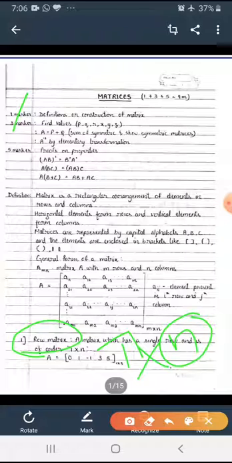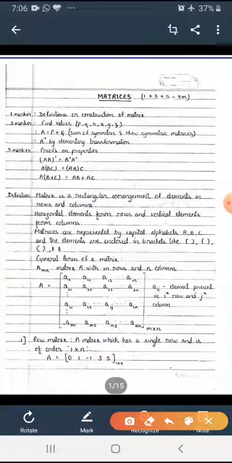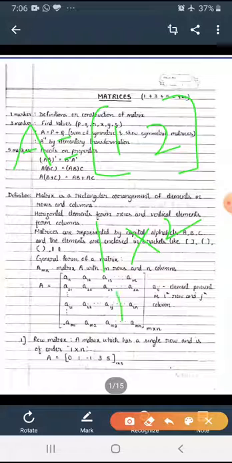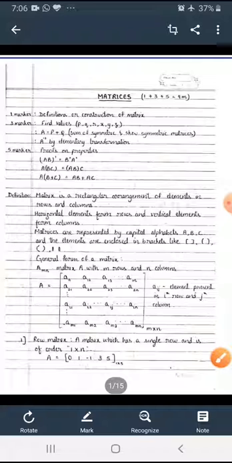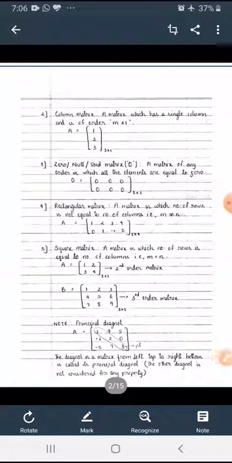I will give one example. A equal to, I am writing here 1 2. Here one row is there and two columns, so 1 by 2. If you write 1 by 3, it means one row and 3 columns. 1 by 5 means one row and 5 columns. So finally the general order of a row matrix is 1 by n. So this is the row matrix. Understood? Now we will see the next matrix, the column matrix.